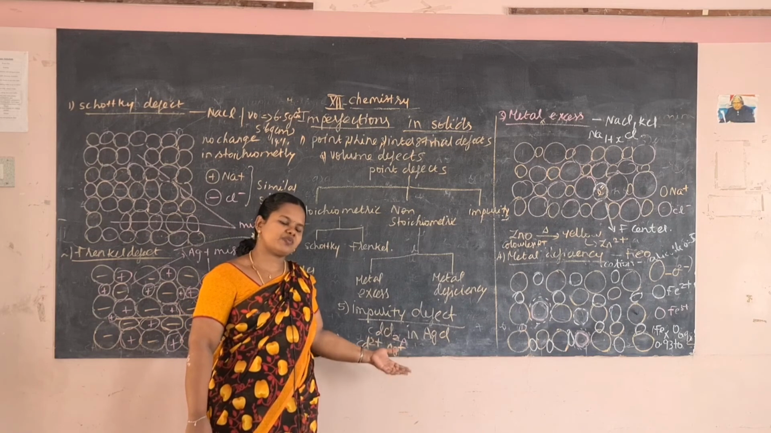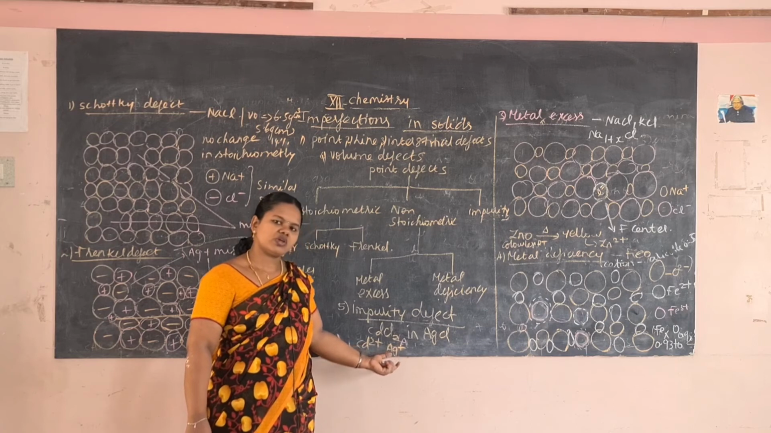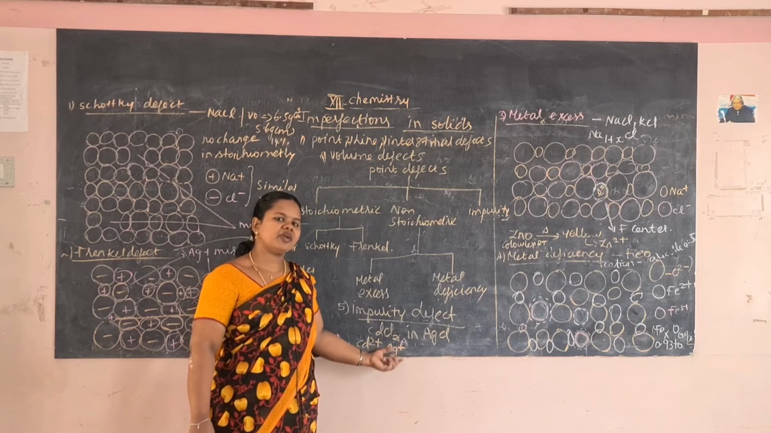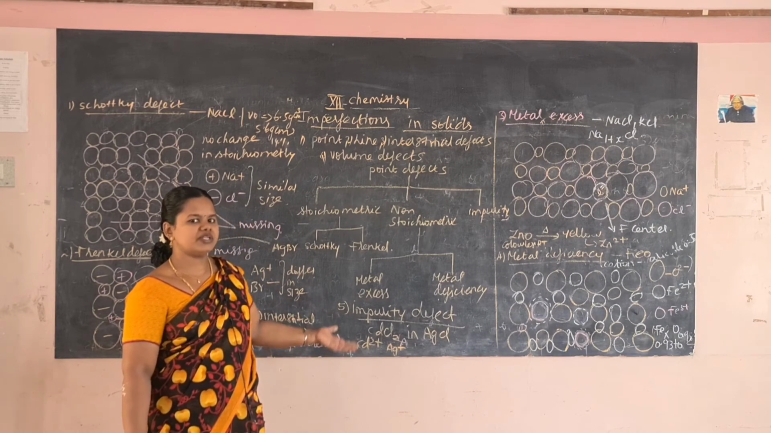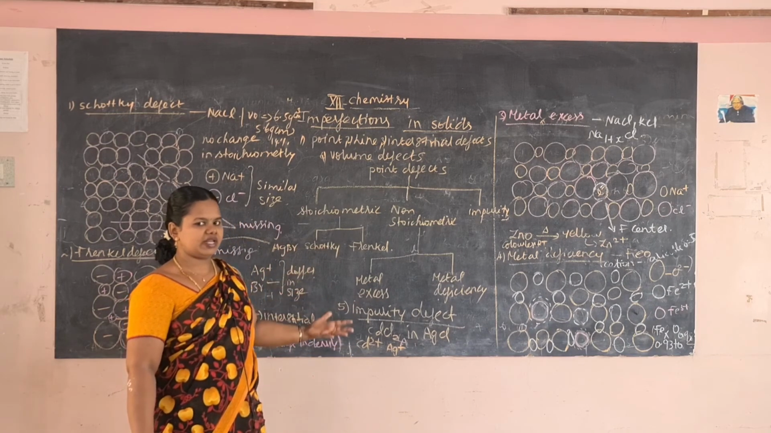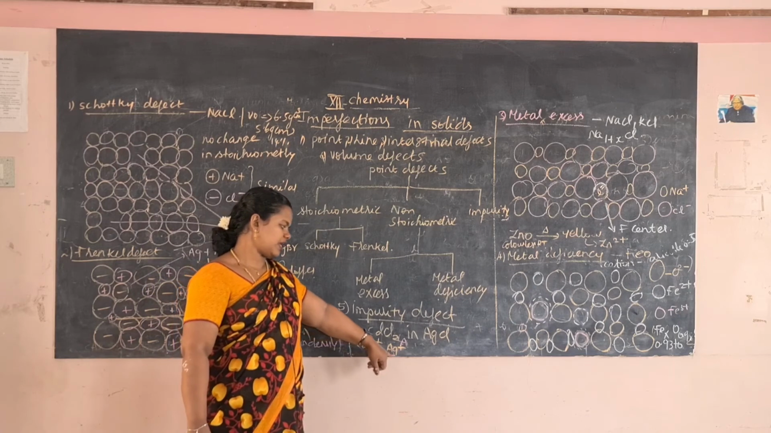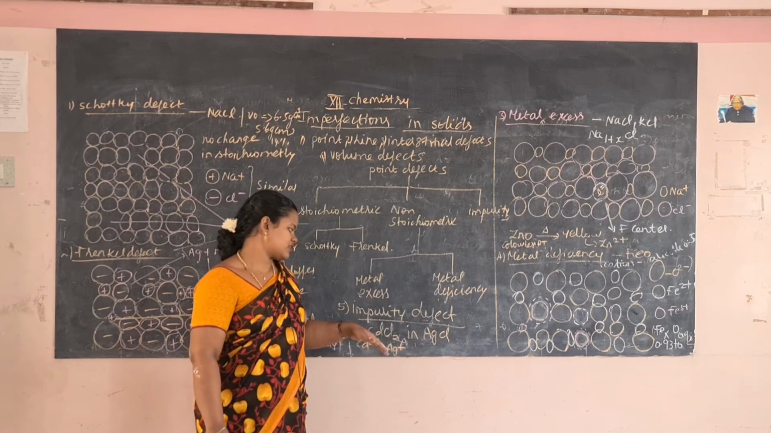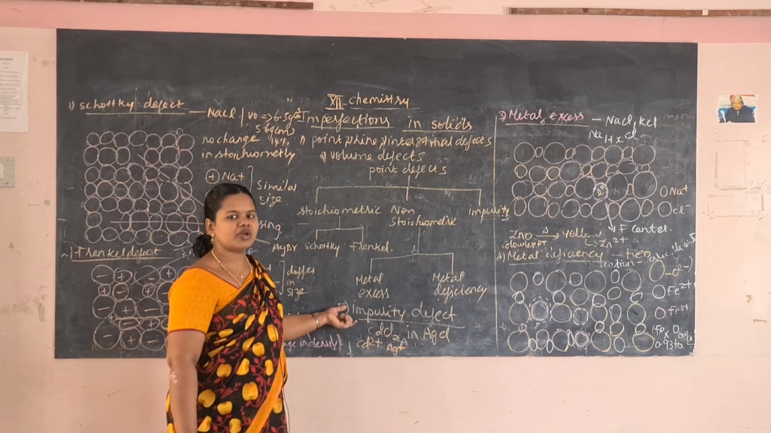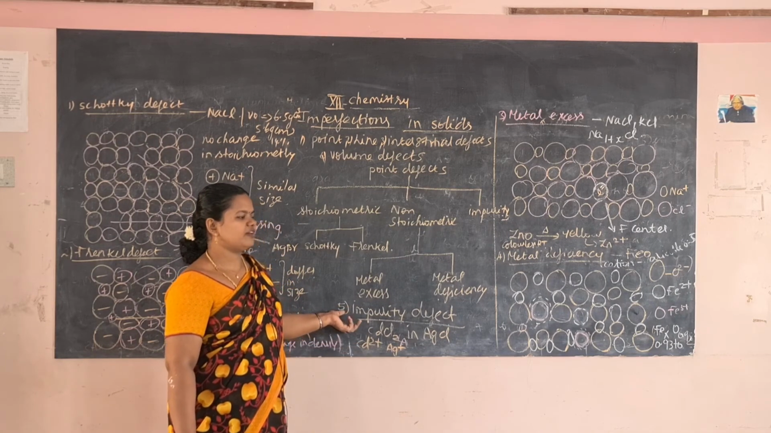But there will be some space created by this Ag+. So in order to compensate the electrical neutrality of the cations, plus equal to minus, this Ag+ will leave the crystal lattice. Ag+ will come out. Leaving the crystal lattice is known as impurity defect. So these are all the 5 defects.